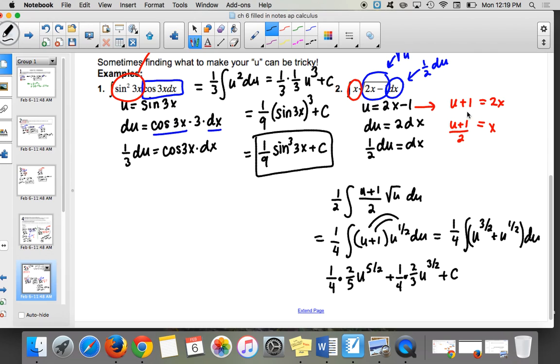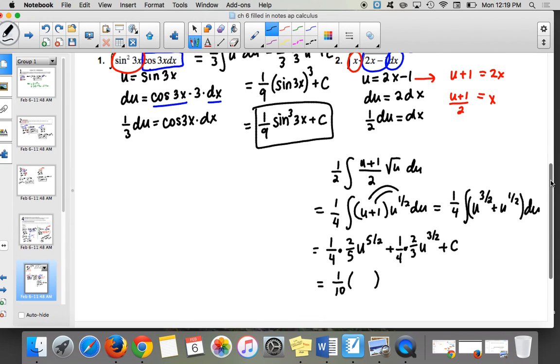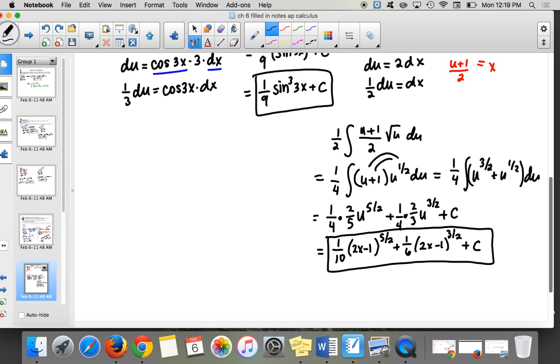Plus c. So we have 2 over 20, which is 1 over 10, times whatever u was. So u was 2x minus 1, to the 5/2, plus 2 over 12, which is 1/6, times 2x minus 1 to the 3/2, plus c. That's our answer. And you could take the derivative and try to simplify it into the original. It ends up being the same.